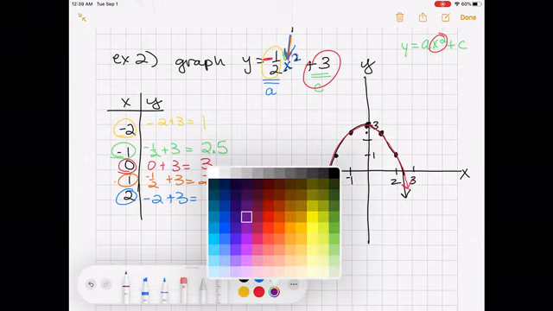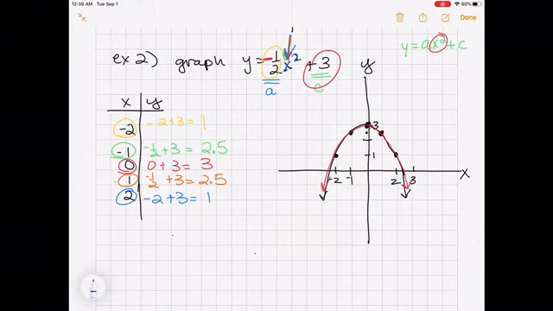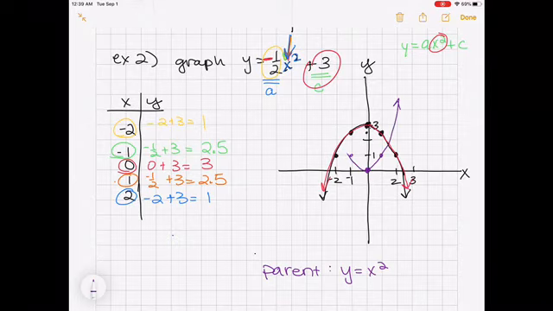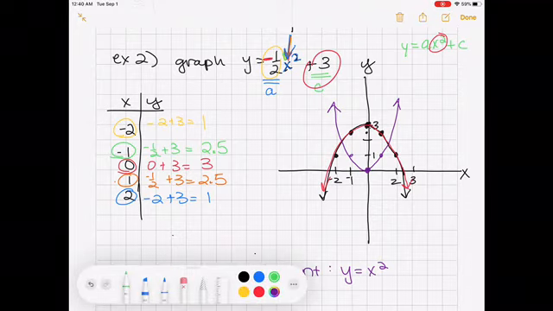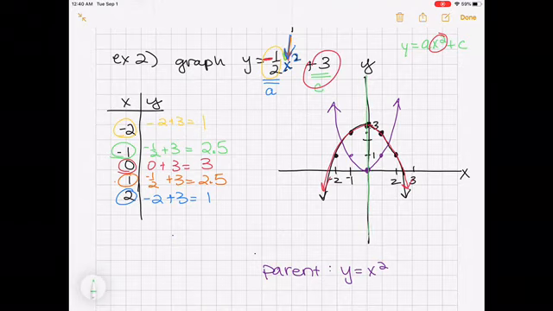Now let's go ahead and compare what this looks like compared to the original parent function. Now remember, the parent function was just y equals x squared, right? And when we did that, it started at 0 and it came up this way. Okay, so how are these similar and how are they different? Well, they both have that U shape, right? They both have the same axis of symmetry right down the middle. So the abbreviation for that is AOS, axis of symmetry at x equals 0.